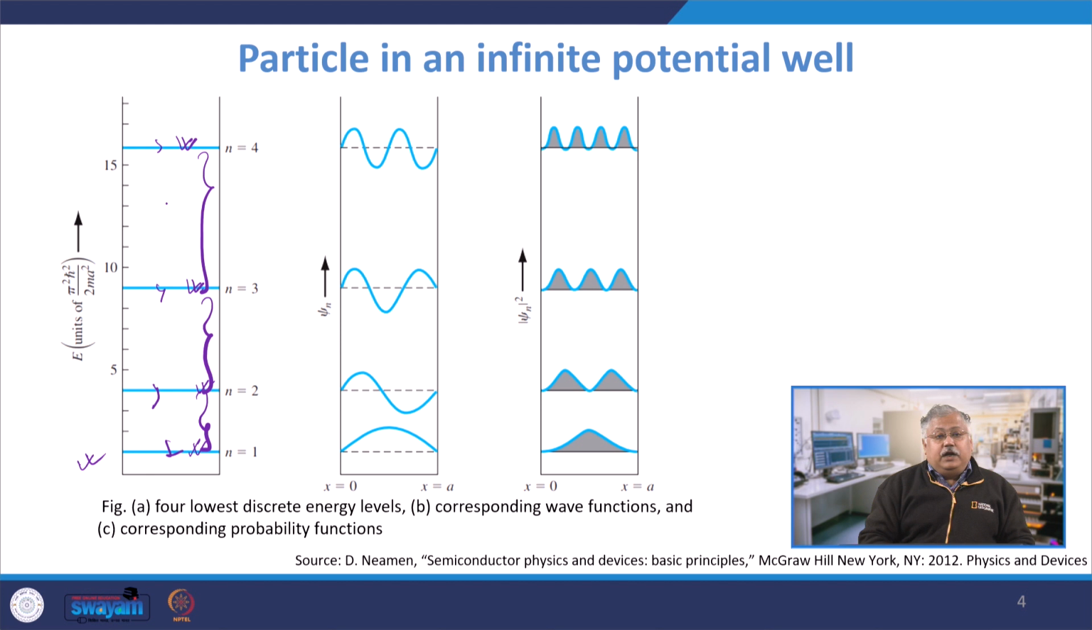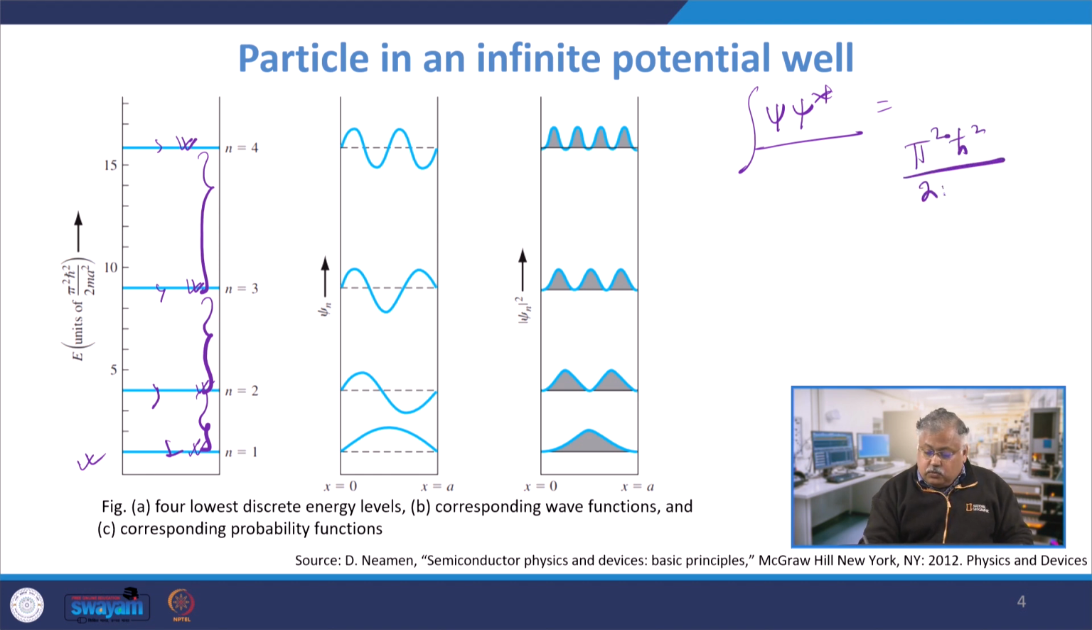You will ask me, from where did you get this equation? You multiply psi of x with its complex conjugate, and then you try to find out, in this region, the probability of finding the electron, which is maximum at a certain energy. That energy is given by pi square h cut square divided by 2 m a square.